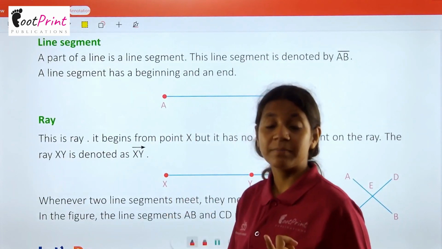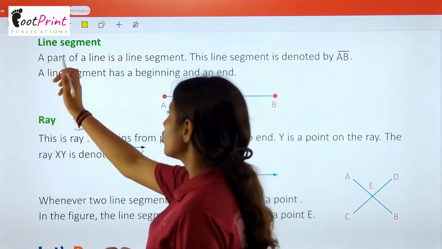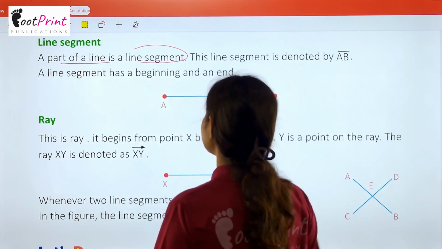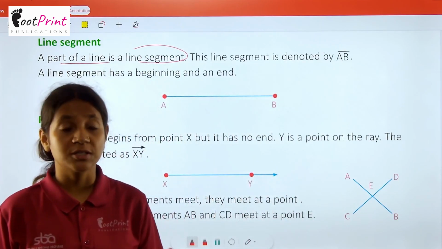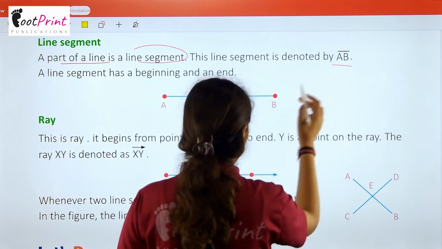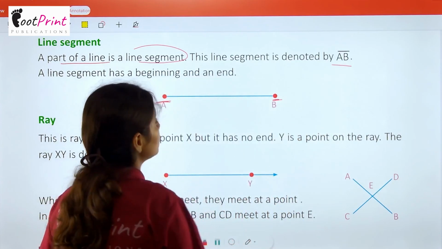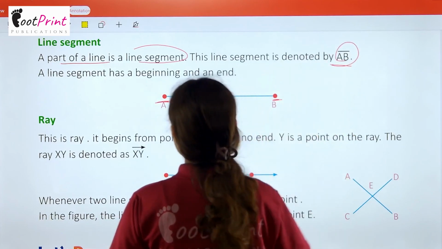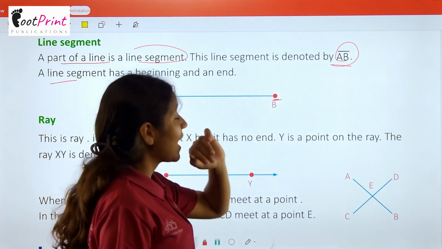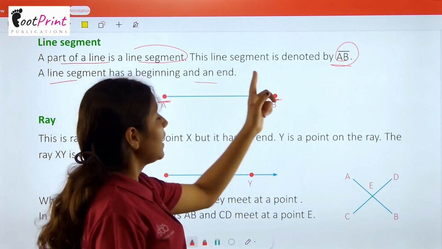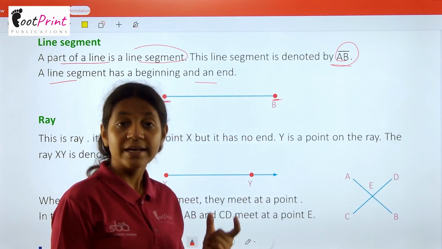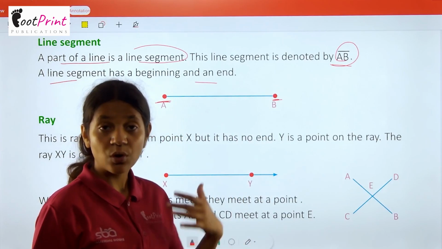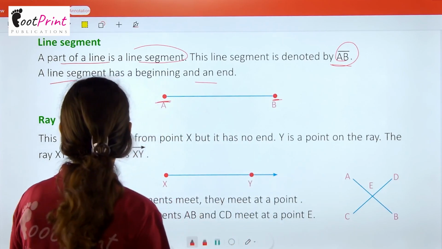Now what is a line segment? We know segment means tukda, part. So a part of a line is a line segment. This line segment is denoted by AB. So because we are showing these 2 points which are segmenting a line, that is why we are naming it as AB. A line segment has a beginning and an end. So एक line segment जो होता है, टुकड़ा जो होता है, उसकी beginning भी होती है और end भी होता है.